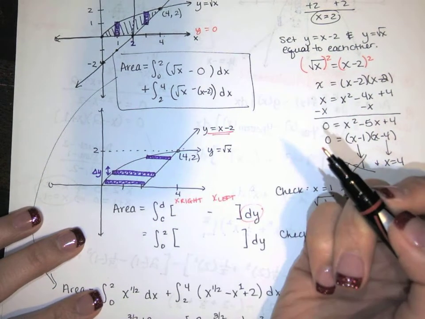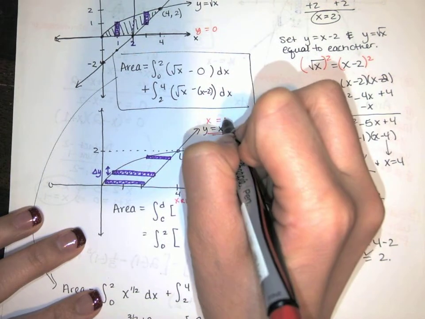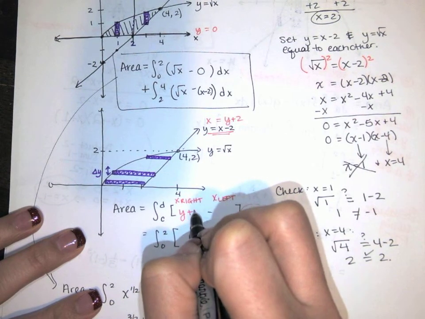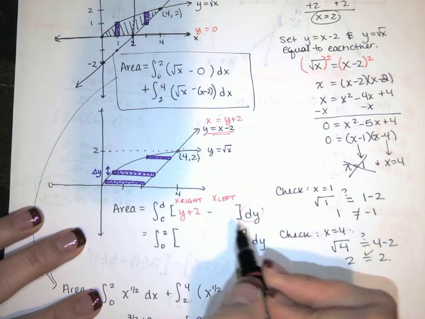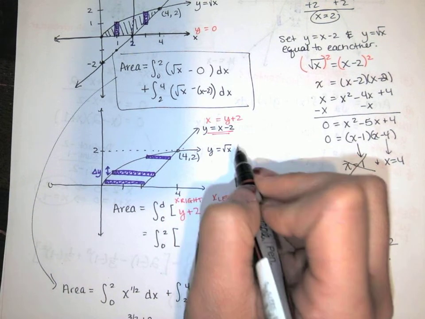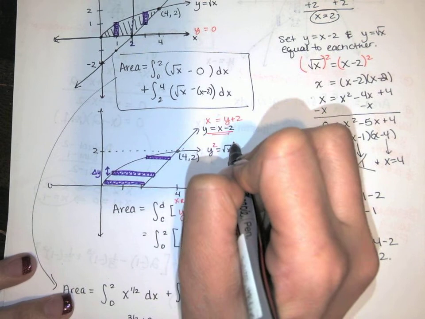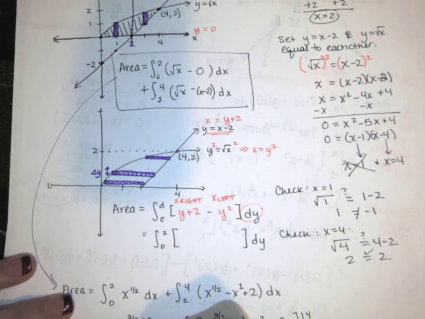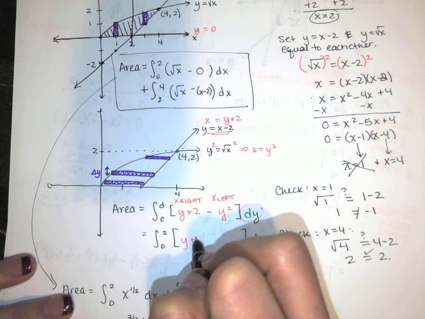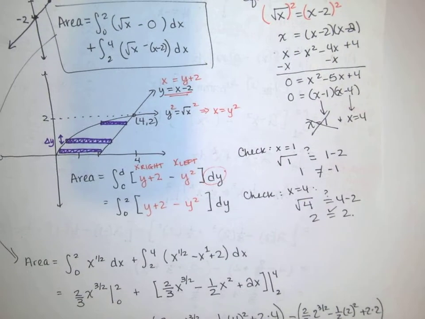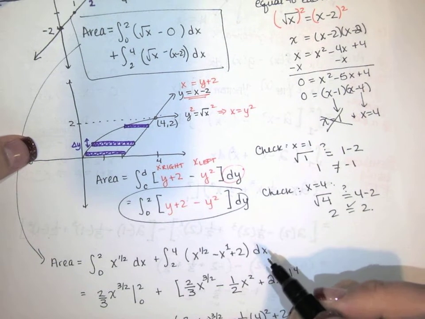So we need to take this and solve for x. Add 2 to both sides and you get x equals y plus 2. So that's x on the right. And then over here, this is similar. We want x on the left. y is the square root of x on this curve, but I don't want square root of x. I want x as a function of y. So we square both sides, and we get x equals y squared. That's easy. So that's what we're going to integrate, and hopefully we get 10 over 3. All right, so we're doing this one this time, and we're hoping to get the same answer.